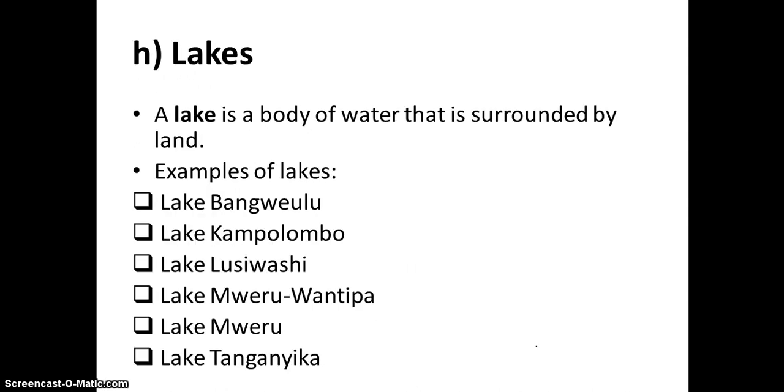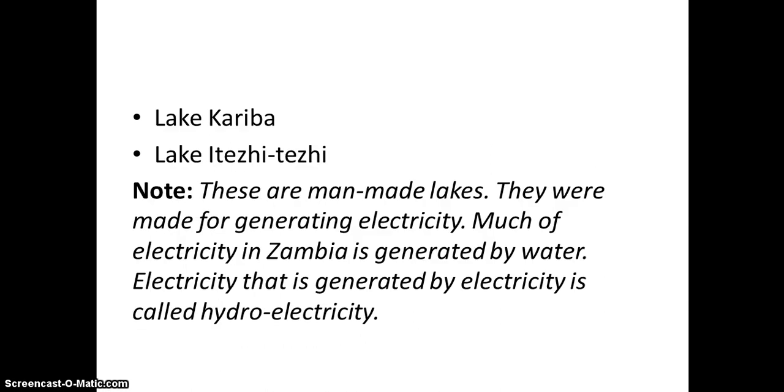But let's talk about lakes. A lake is a body of water that is surrounded by land. So the water is not flowing. It is surrounded by land. And well, we have so many lakes in Zambia. There's Lake Bangweulu, Lake Kampolombo, Lake Lusiwashi, Lake Mweru Wantipa, and Lake Mweru. And then there's Lake Tanganyika.